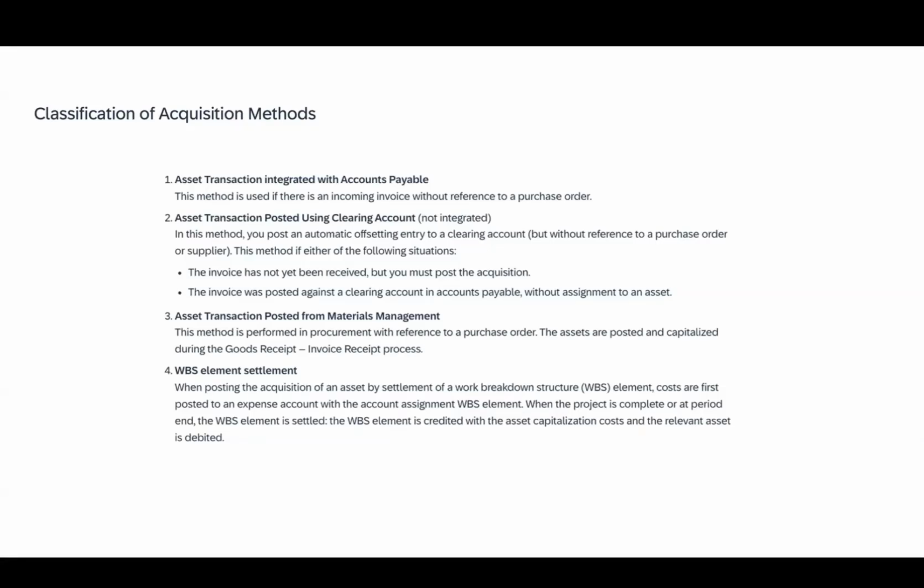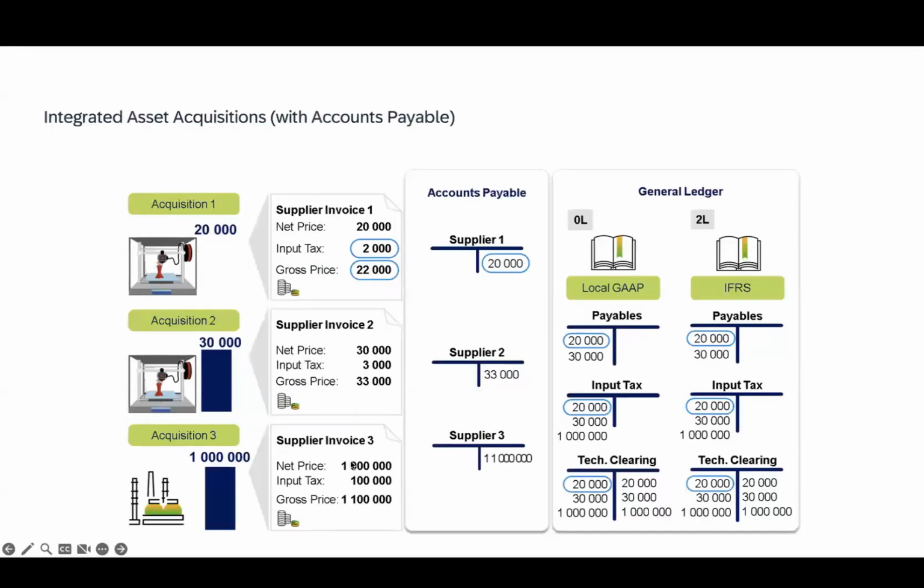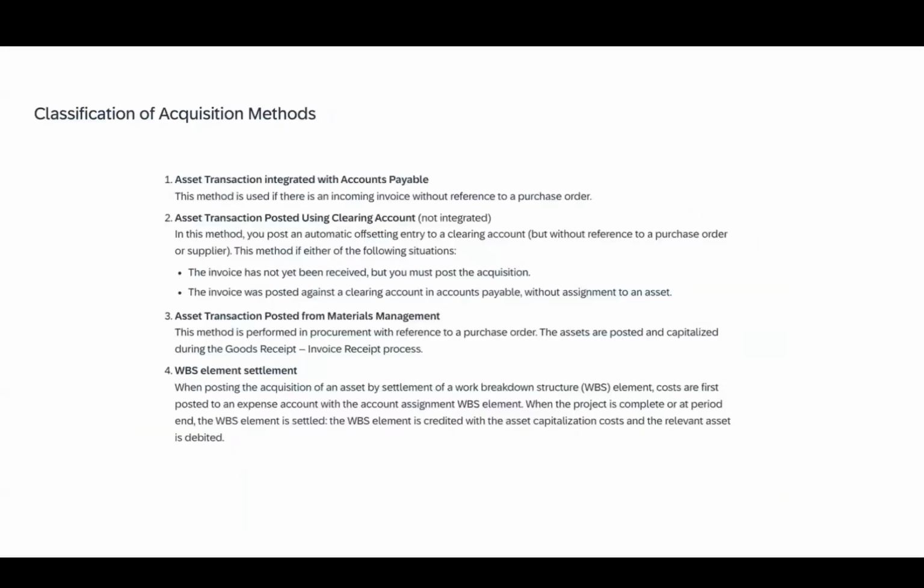Asset transaction posted from materials management. So we can do that in procurement with the reference to a purchase order. The assets are posted and capitalized during the goods receipt, invoice receipt process. Okay, so that's when we use it from a purchase order. That's probably the best and most common way of doing it, because you're using that purchase order there, and then it automatically gets into your asset register directly from the goods receipting process.